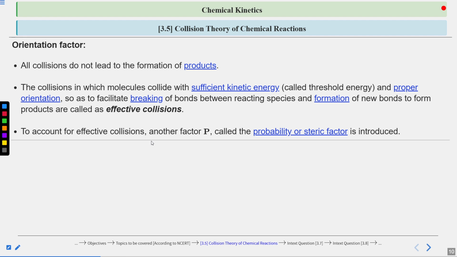To account for the effective collisions, another factor known as P, which is called the probability or steric factor, is introduced. So if you want an effective collision in a chemical reaction, another factor which is also considered is P. P represents the probability or the steric factor. That means the probability of formation of the product after the molecules have the sufficient kinetic energy and the proper orientation.